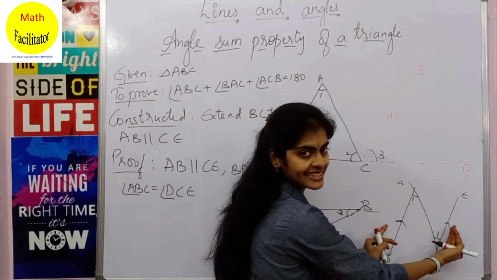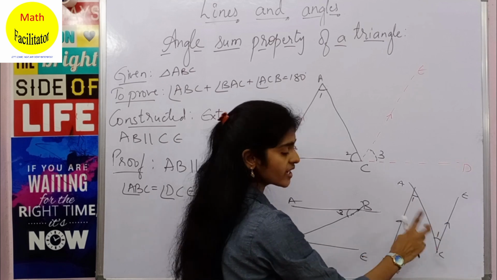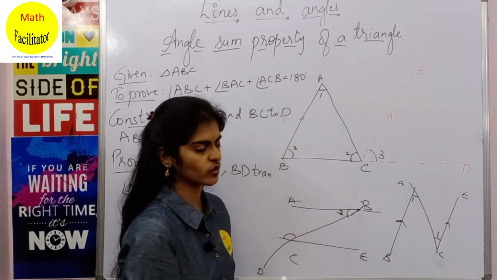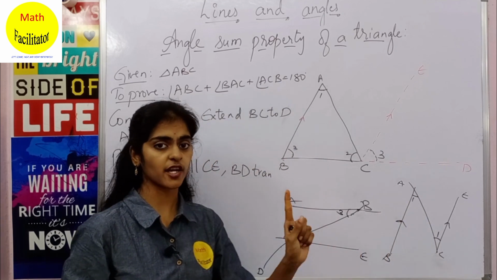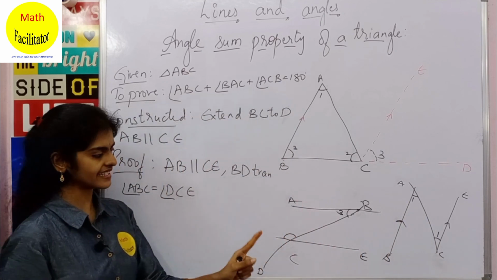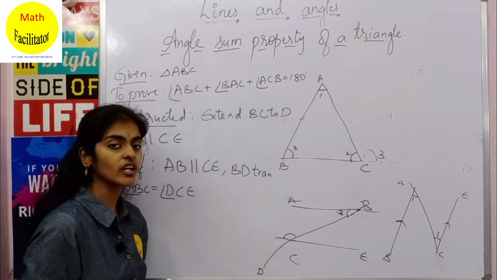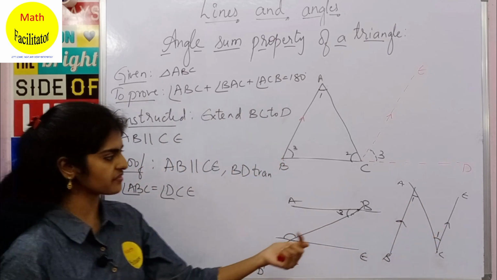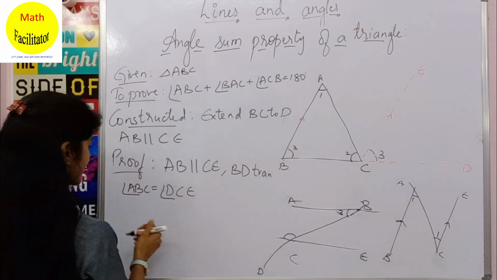So now these two angles are inside the parallel lines, that means they are interior angles. And these two angles are on either side of the transversal. They are interior and on either side of the transversal, that means they are alternate interior angles. Now alternate interior angles are equal. So if this is angle 1, this should also be angle 1. Yes, so let us write here.